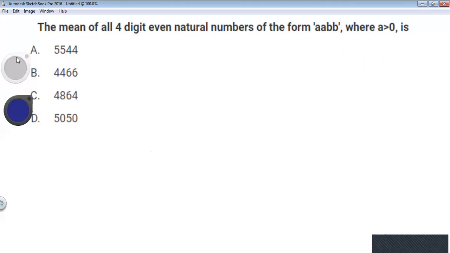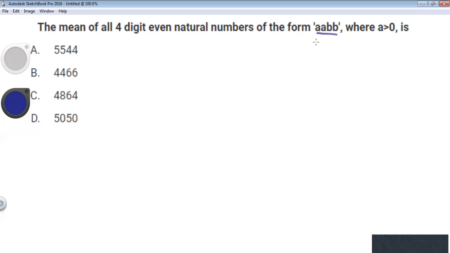So A, B, C, D, these are the four options. We need to find the answer. One thing you need to understand is that in CAT, you don't have much time to solve such questions. If you just put all the numbers and then add them, it becomes very difficult. So there must be a better way, right? Let's first understand what this means.